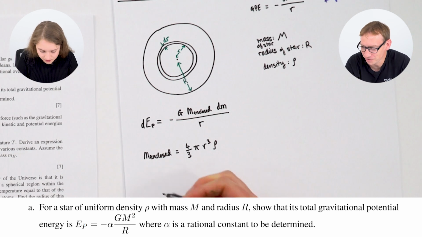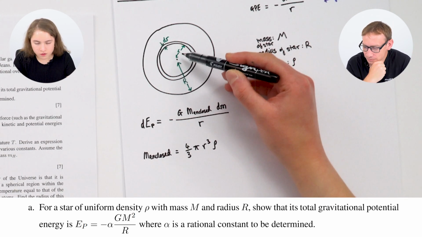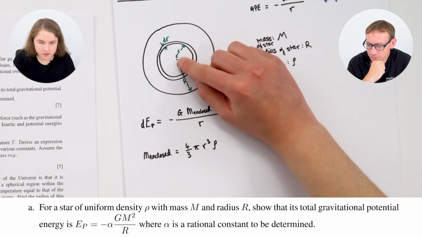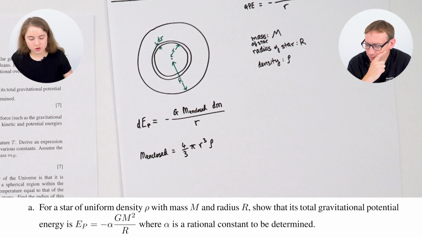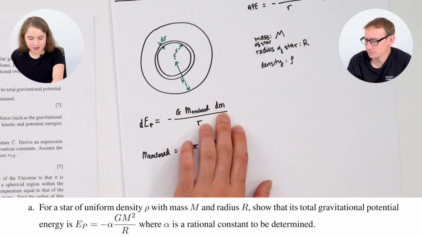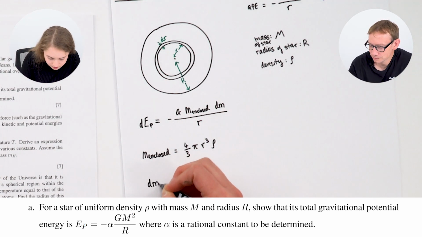Okay, so what's the next stage? We know that to sum over all of these thin shells, small r can go from 0 to big R. So we probably want to integrate over r. We want to write dm in terms of r, because writing dm isn't that useful to us. So let's write out what dm is.